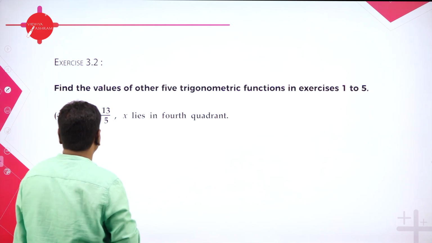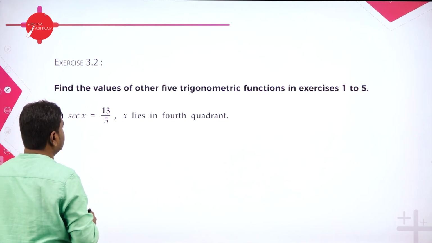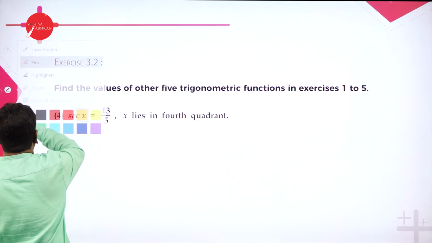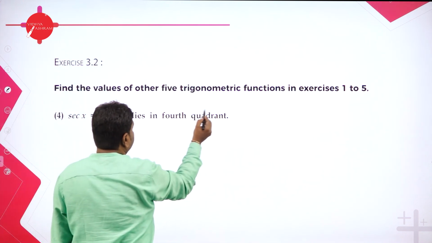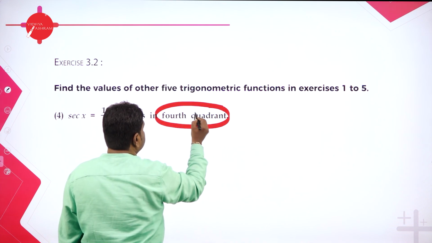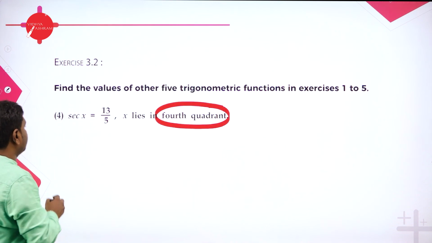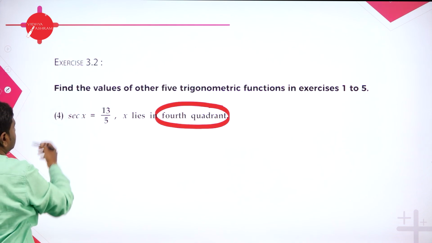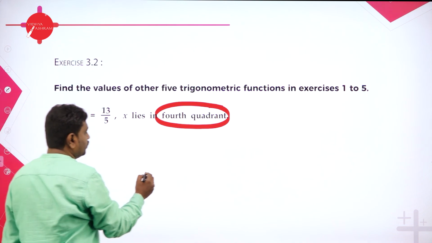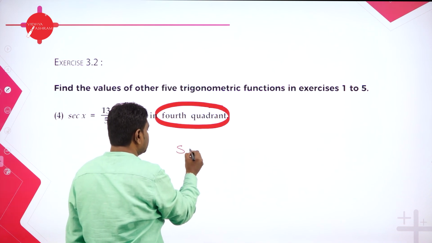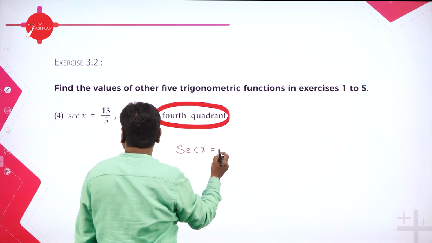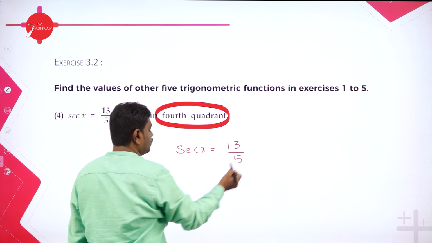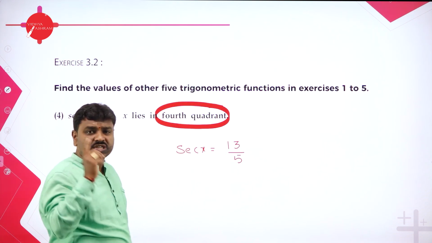Next we have secant x is equal to 13 by 5, and x lies in which quadrant? X is in the fourth quadrant. This is the basic. Now we'll focus on required numbers and solve. They give secant x is equal to 13 divided by 5. Now you can find the reciprocal of it easily.